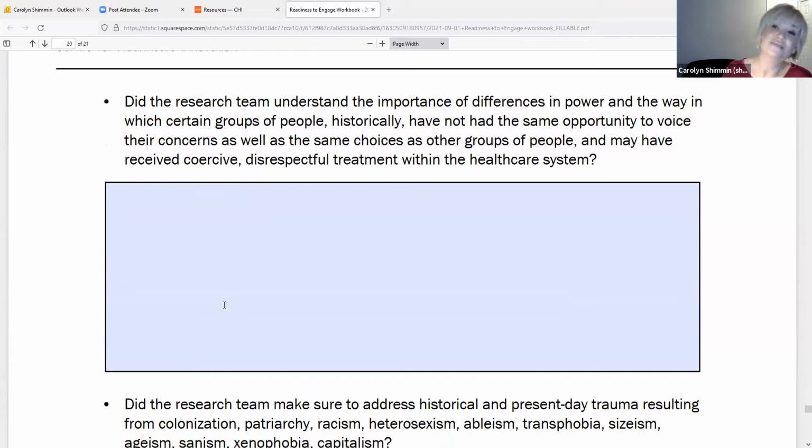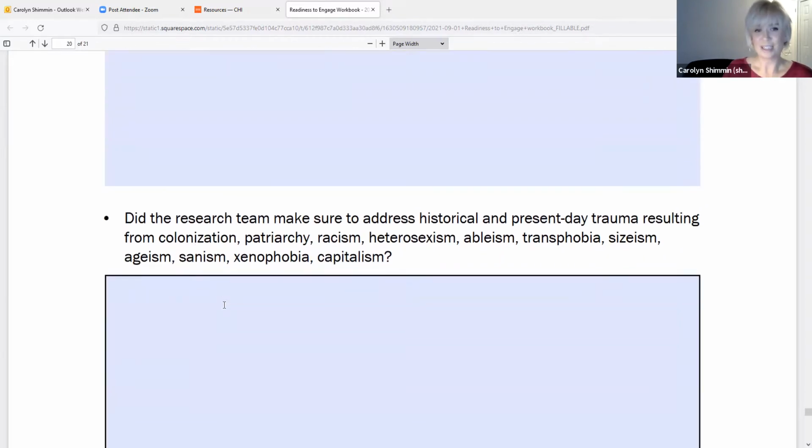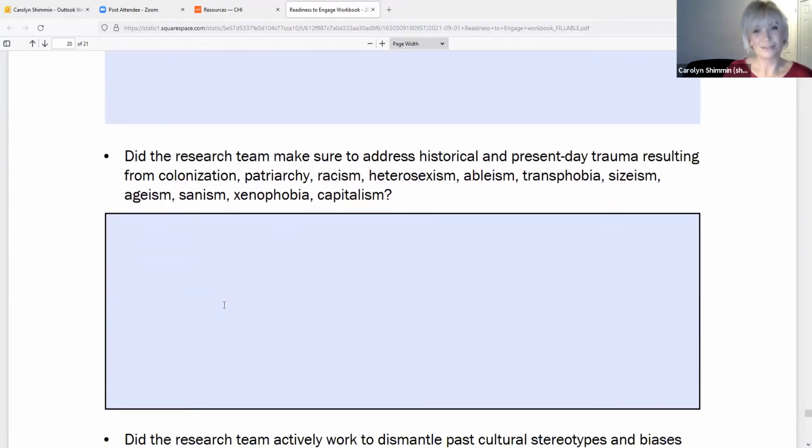Did the research team understand the importance of differences in power and the way in which certain groups of people historically have not had the same opportunity to voice their concerns as well as the same choices as other groups of people, and may have received coercive, disrespectful treatment within the healthcare system? So was there a real understanding of this within the team and within different processes that we engaged in?